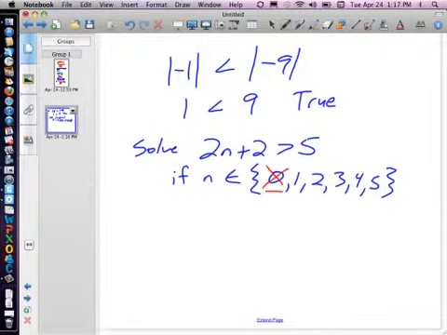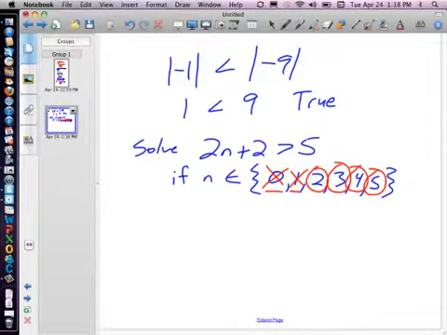2 times 1 is 2, so 2 plus 2 is 4. That's not greater than 5. 2 times 2 plus 2, that's 6. That works. 2 times 3 plus 2 works. And 2 times 4 and 2 times 5. So all of those work for this inequality.